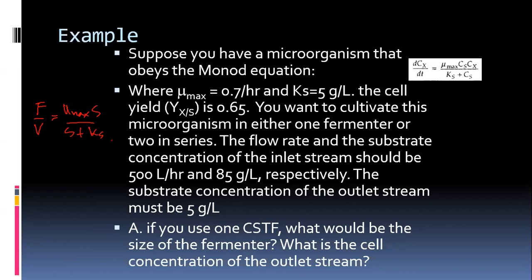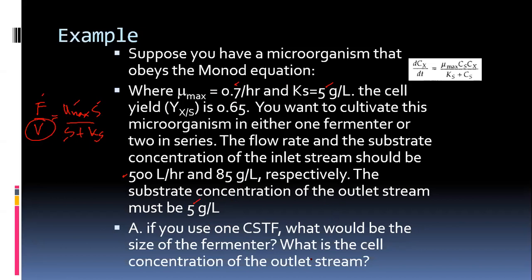Lahat naman yan given. May F tayo, 500 liters per hour. Tapos mu max natin, 0.7. Tapos K sub S natin, 5. So, substitute nyo lang yan. Tapos yung S is 5 grams per liter, and substitute nyo lang lahat yun. And then you're going to calculate B. Ganun lamang yung first part.